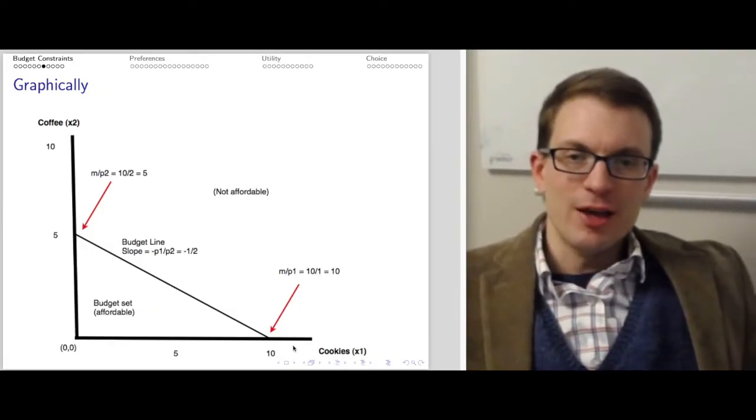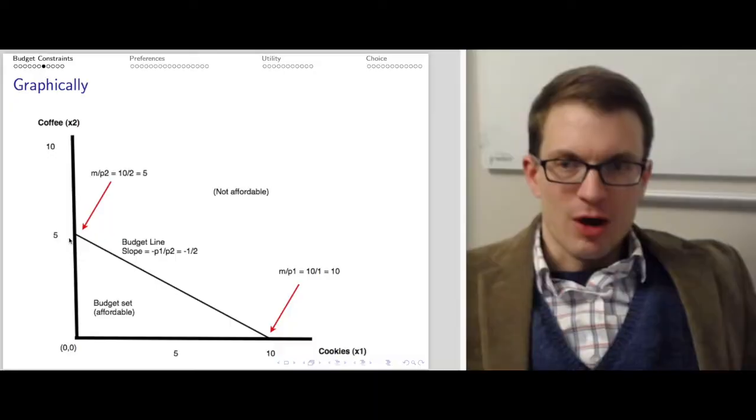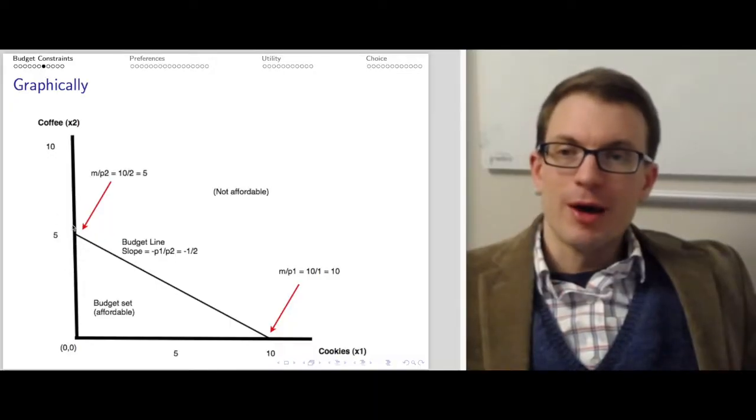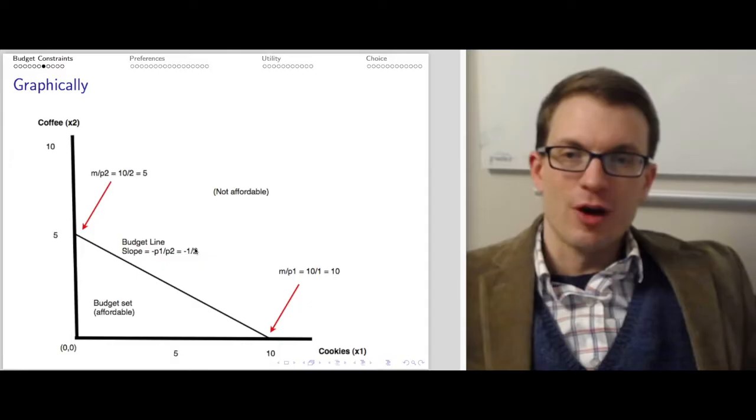Anyway, here's our illustration. My budget line: if the price of cookies is 1 and I have $10 available, I can buy 10 cookies. So M over P1 is 10. If the price of coffee is $2 and I have $10, I can buy 5 cups of coffee. In my budget line, the price ratio is the price of cookies divided by the price of coffee, right? P1 divided by P2, so our slope is minus 1/2.